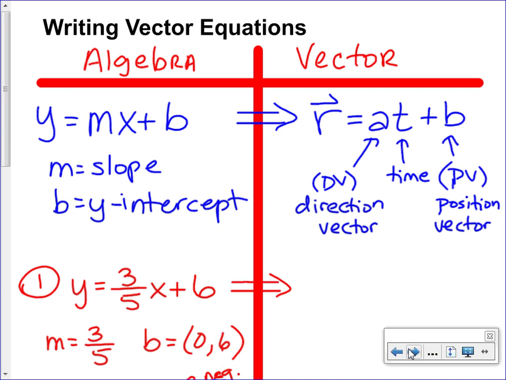So in algebra, we learned y equals mx plus b, where m is the slope and b is the y-intercept. In vector, we have the direction and the position vector. So your slope is like your direction, and then the y-intercept is your position. That's where you started, and then you take that slope over time. And may I also add this right here? Those are vectors. A and B are vectors.